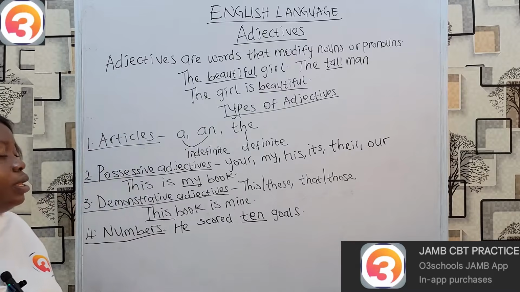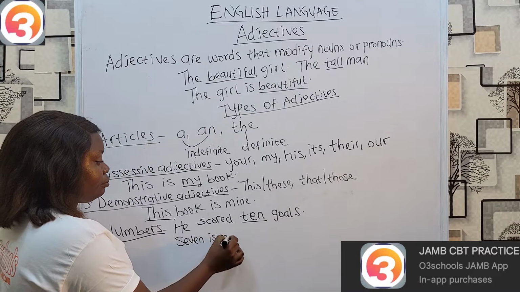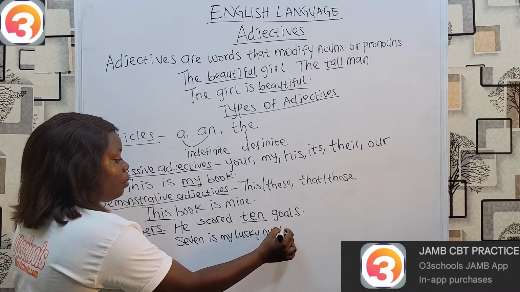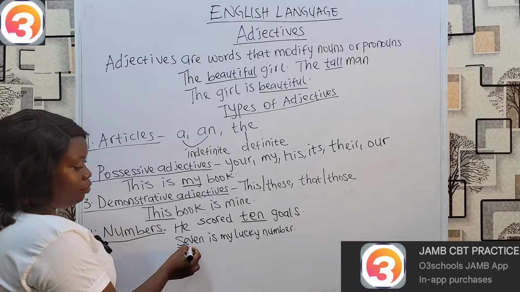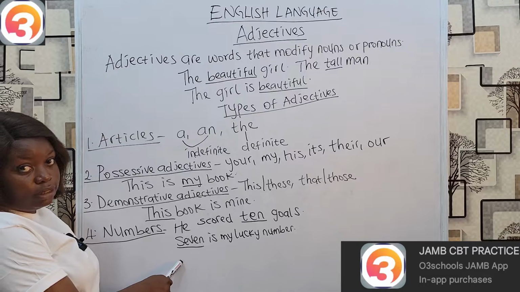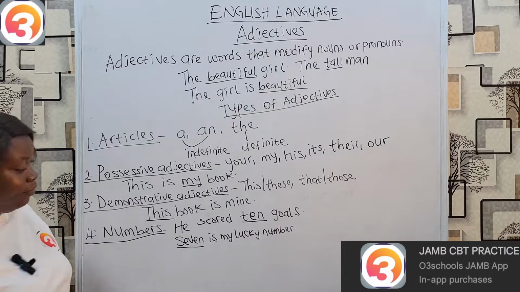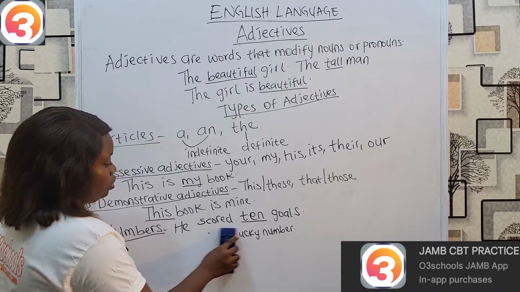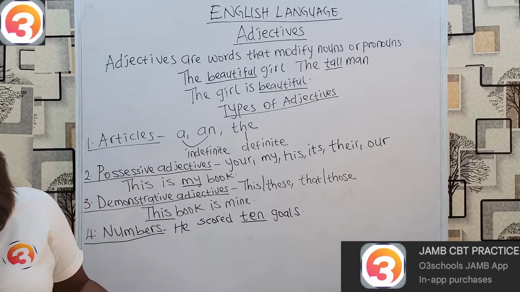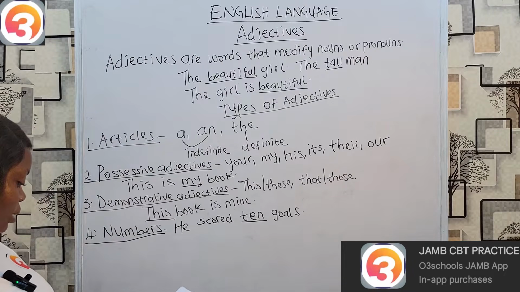But if you were to say 7 is my lucky number, we can't call 7 here an adjective. It is not acting as an adjective in this sentence. It's only when numbers answer the question how many, that's when we can classify them as adjectives. He scored 10 goals. She has 5 bags. There, they are acting as adjectives, numbers in sentences.